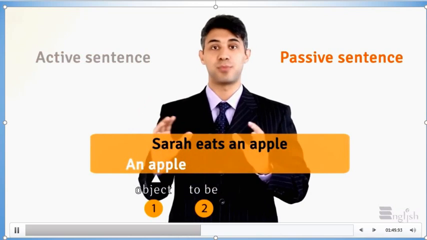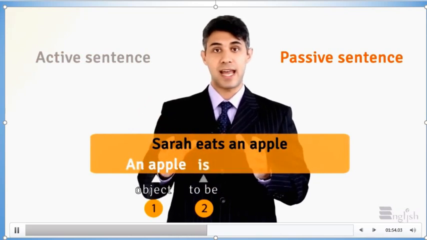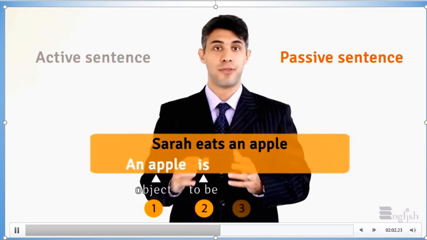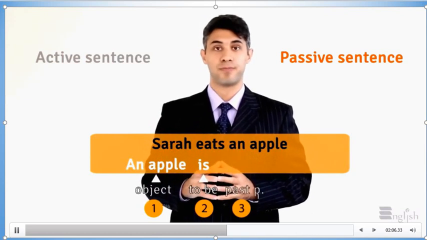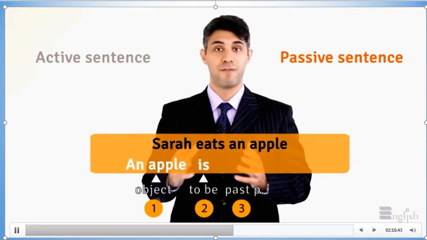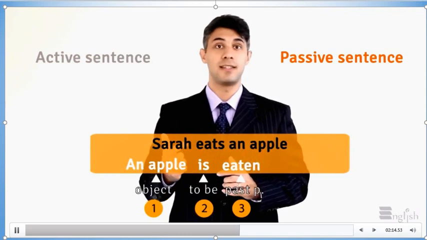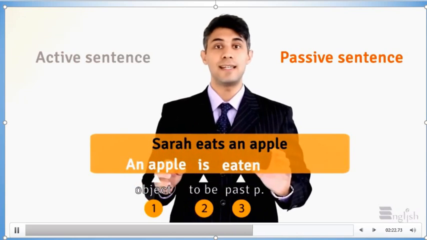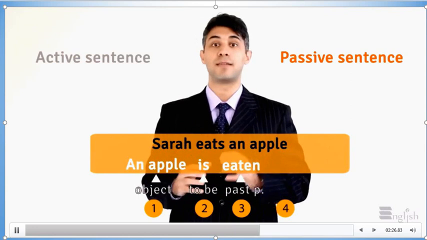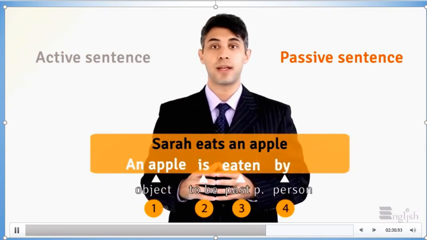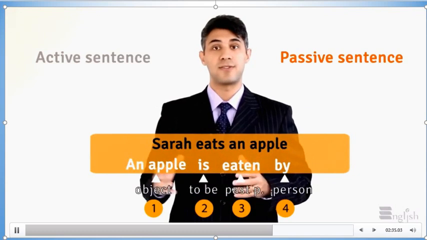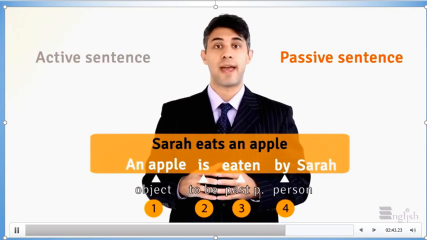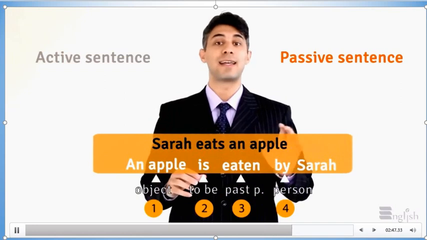So here, the tense is present simple. So the form of to be in that tense is. So far we have an apple is. Third, we add the past participle of the verb. So the past participle, or the third form of the verb eat, is eaten. Eat, ate, eaten. So we have an apple is eaten. Fourth, we add by, followed by the person or thing that does the action, that is the subject of the active sentence. In this sentence, the person who does the action of eating is Sarah. So we have an apple is eaten by Sarah.